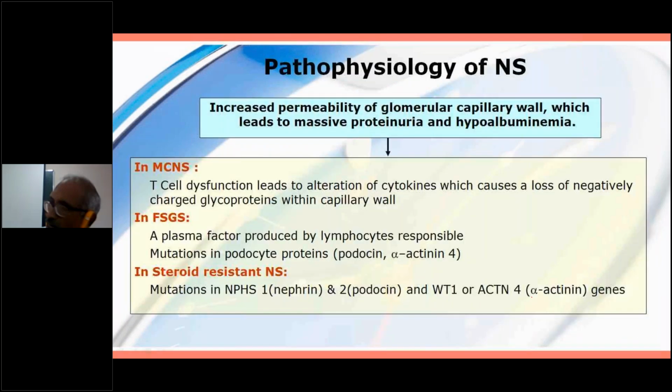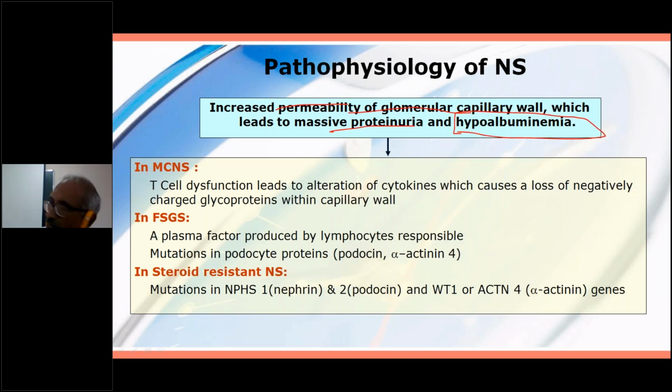Okay. Next, pathophysiology. What happened actually? How does the disease develop? There is increased permeability, because protein is lost in the urine. Definitely increased permeability in the capillary wall, which leads to massive proteinuria. Because the protein is lost, we develop what is called hypoalbuminemia.